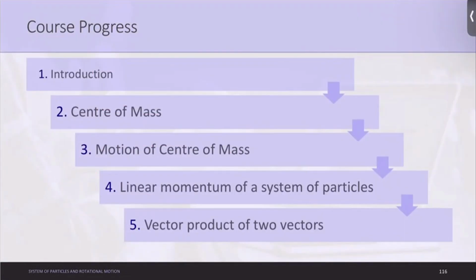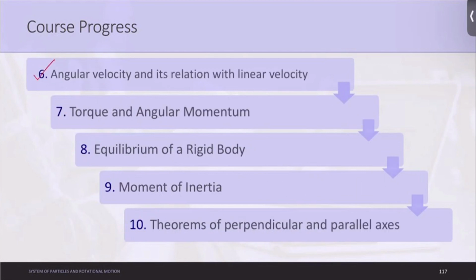So here is the simple course progress for you. We started with the introduction, went on to understand the center of mass, then the motion of the center of mass, in which we understood that the product of total mass and the acceleration of the center of mass is equal to F external. Then in linear momentum of a system of particles, we understood that if F external is 0, the total linear momentum of the system is conserved. And we understood vector products and their properties in the fifth subtopic. Then we understood angular velocity and angular acceleration in the sixth subtopic.